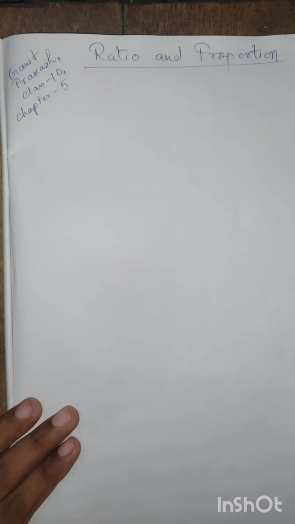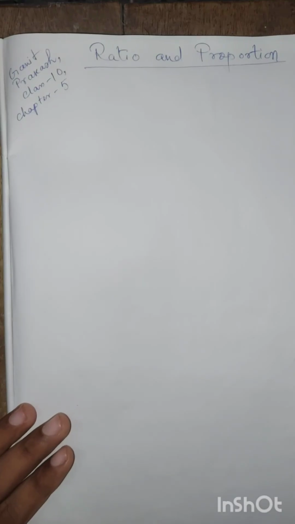Today we are going to start the chapter Ratio and Proportion from the book Ganit Prakash of class 10. So we have some basic ideas of ratio and proportion because we have done it in our previous classes. But today I am going to give you a brief idea about ratio and proportion.